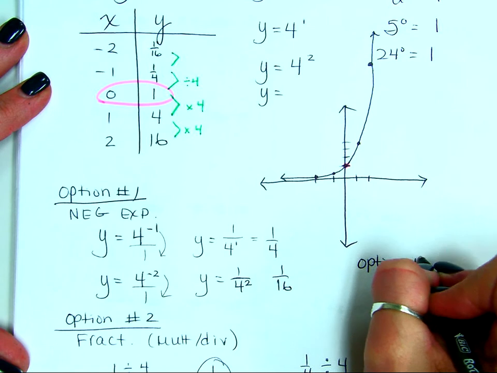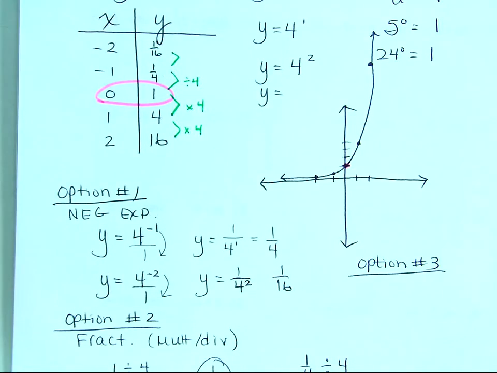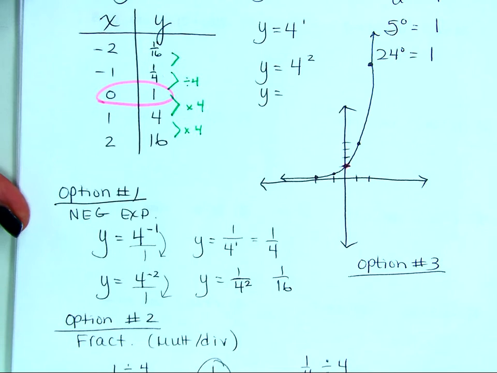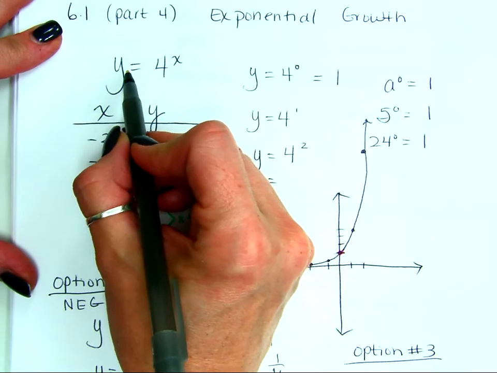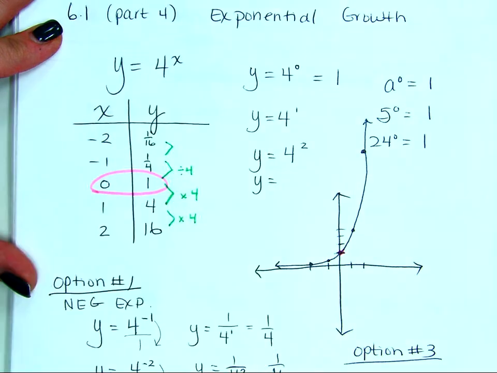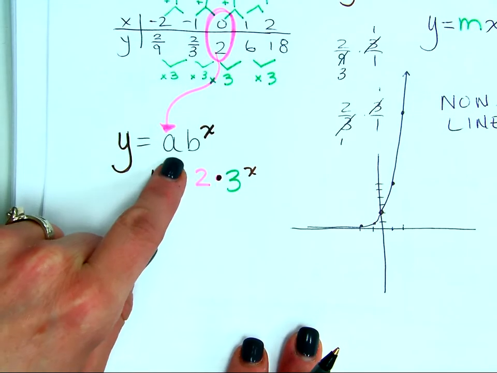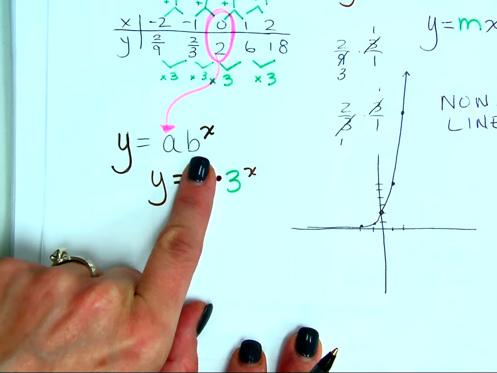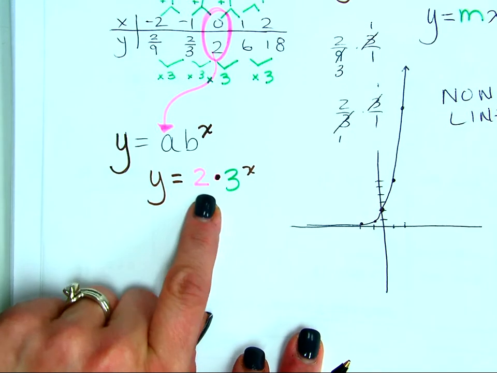But here's the deal with option 3. It doesn't work all the time. Okay? It only works when you just have y equals 4 to the x with no number in front. Because remember how I told you that y equals ab to the x is really the exponential formula? So if that 2 wasn't there, this shortcut is going to work, but with the 2 there, it's not.